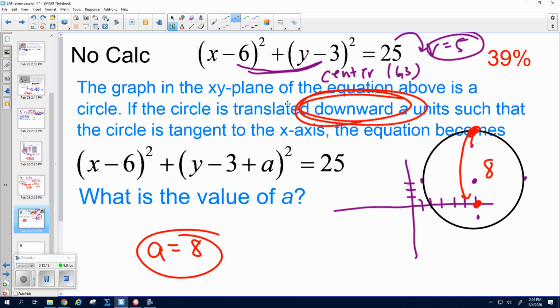I strongly recommend, if you don't know circles, that you look at circles, okay? You really just have to know the center and the radius, and kind of how to graph it. They're pretty easy.